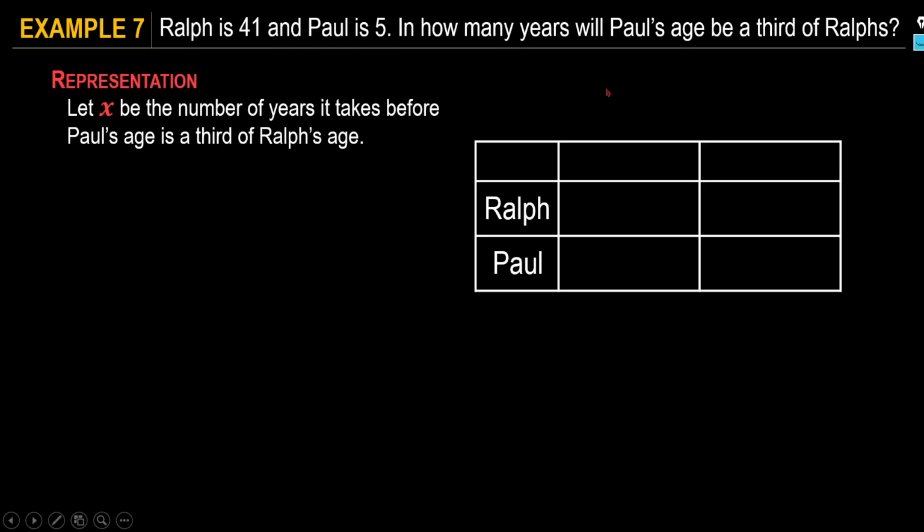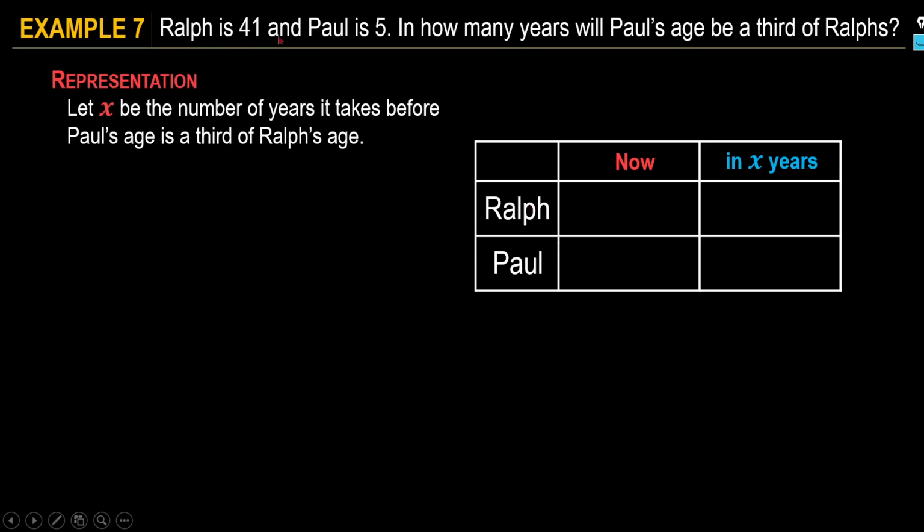So, now. Pero meron kang, time period in the future. When is that? In the future. I don't know. It's actually in X years. So, in X years, whenever that will be, Paul's age will be a third of Ralph's. Okay. But, again, let's fill out our table with what we know. What do we know? Do we know how many years that will take? Hindi, yun nga tinatanong.